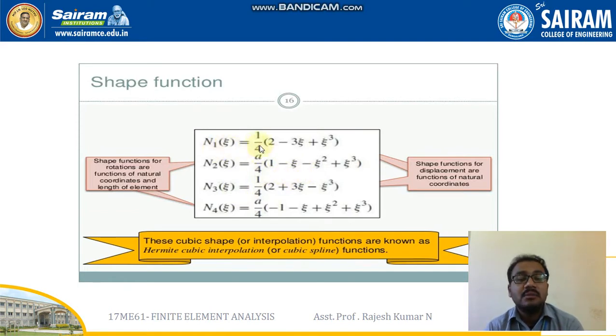So N1 zeta is nothing but 1 by 4 of 2 minus 3 zeta plus zeta cube. N2 of zeta is nothing but a by 4 of 1 minus zeta minus zeta square plus zeta cube, and N3 of zeta is nothing but 1 by 4 of 2 plus 3 zeta minus zeta cube. N4 of zeta is nothing but a by 4 of minus 1 minus zeta plus zeta square plus zeta cube. So this is the equation we are supposed to remember for solving any beam problems. Shape functions may be asked, may not be asked, but we need to remember them, because by using this equation only we will be deriving the stiffness matrix equation. So this will be an easy method.